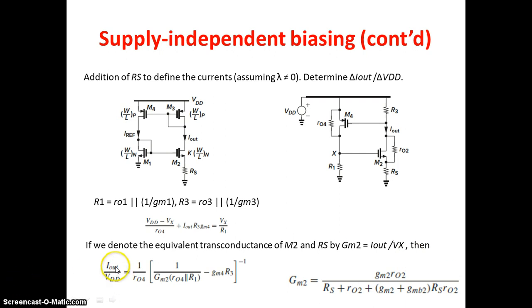Interestingly, the sensitivity vanishes if RO4 is infinite. If RO4 has an infinite value, then the dependence is eliminated.